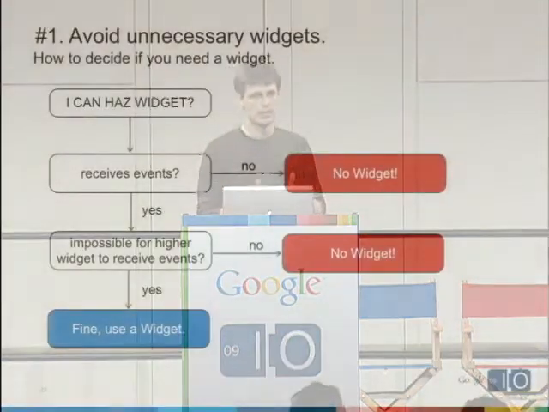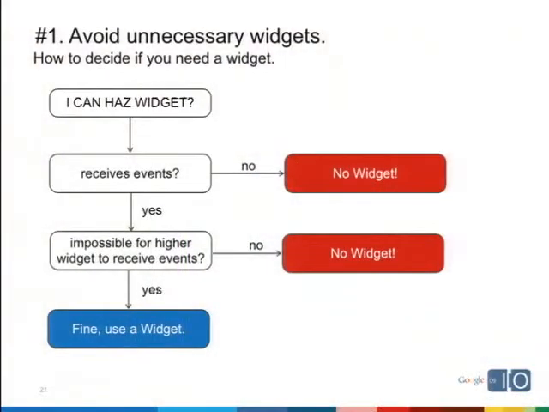But first, let's handle the general question, which is how do I decide if I need a widget? It's actually really easy. The whole core of widgets is about event handling. So if you have a thing on the screen that doesn't actually need to receive an event, you don't need a widget. As I'll show you, there are some alternatives there.